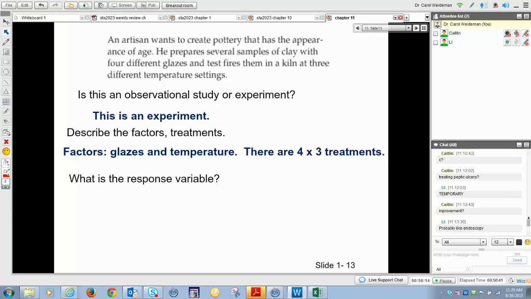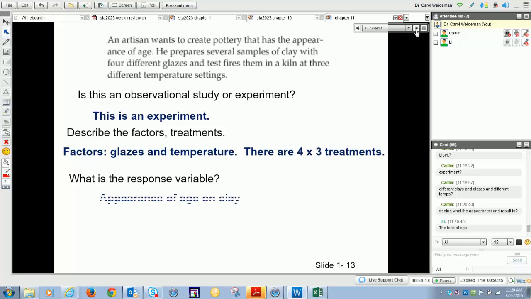Yep, Lee. I think you were both typing at the same time. Yeah, it's right, really the effect of the age. I don't know what that means, the appearance of age. We didn't really define what that means, but that's what they're looking at, because he said he wanted to create pottery that has the appearance of age. What kind of conclusion can be reached? So when this artisan is all done, what kind of conclusion is he going to be able to come to? What's the information that he's going to get out of doing this experiment?